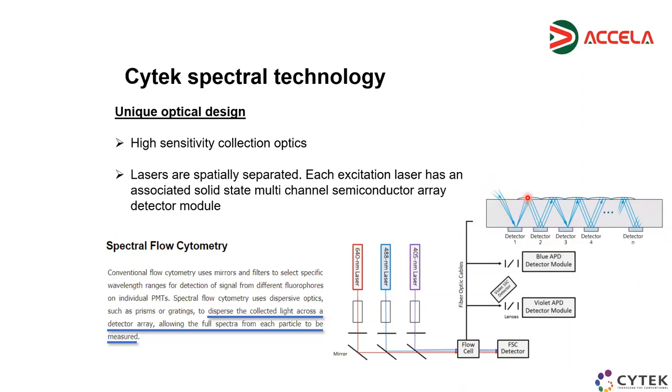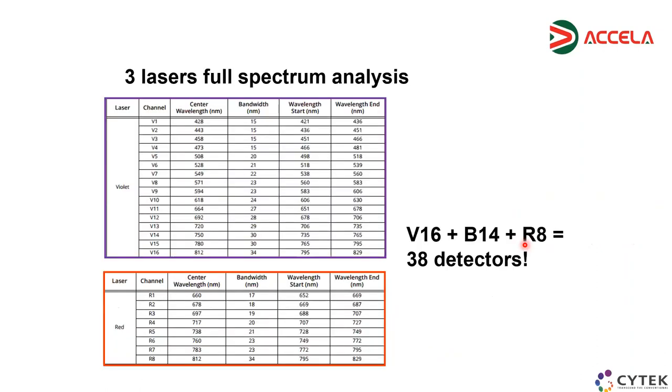The light is incoming. There are different lenses which split it across the avalanche photodiodes of interest. In this way, we are able to create such incredible performance for a three laser instrument. You can see here 16 channels for the violet module, 14 channels for the blue, and 8 channels for the red, for a total of 38 fluorescent channels. And if you notice, for all of these fluorescent channels we have really tight bandwidth, with emission filter sizes varying from 15 to 35 nanometers, which is 4 to 5 times smaller than a conventional cytometer.